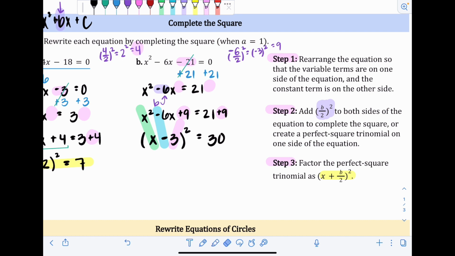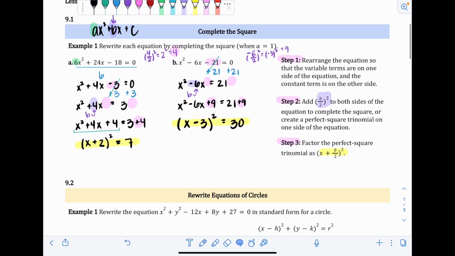So it really doesn't matter which way you factor it. You'll end up with the correct answer either way. So just do whatever you feel most comfortable with. So x minus 3 squared equals 30. And again, we're just stopping here because we're not solving. We're just trying to rewrite the equation by completing the square, basically to try to get this structure in the equation so that we can start working equations of circles into standard form.